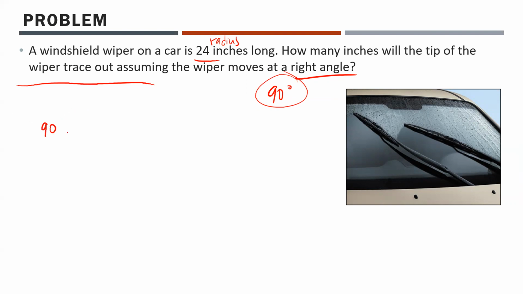To convert from degrees to radians, you just take your degrees, multiply by the unit you want. Well, we want radians, so I'll say 2 pi. And divide by the unit you want to get rid of. Well, we want to get rid of degrees, so I'll divide by 360.